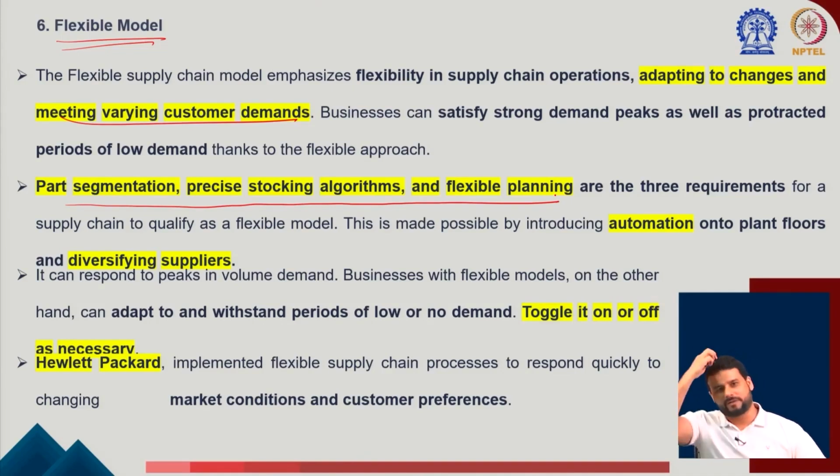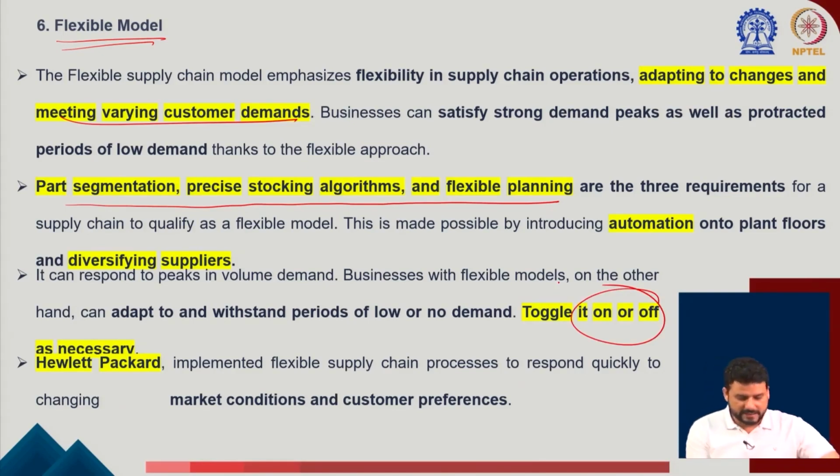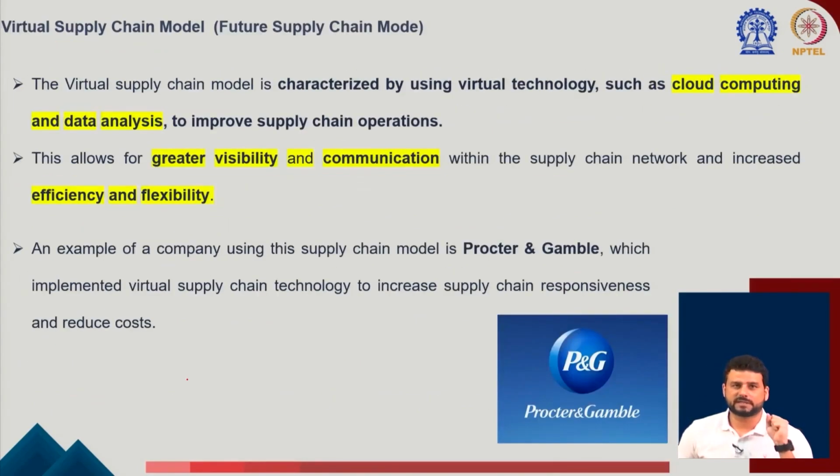Maybe tomorrow's scenario will be different, and then you require another set of raw material, another set of inventory. So then how will you ensure the consumption of the inventory you already acquired? So that flexible model doesn't work for those kinds of items, right? You need to turn it on, turn it off, and Hewlett Packard is the best example for this kind of flexible model, where they are sensing the market conditions and recording the customer preferences so frequently and providing flexible supply chain solutions, right?